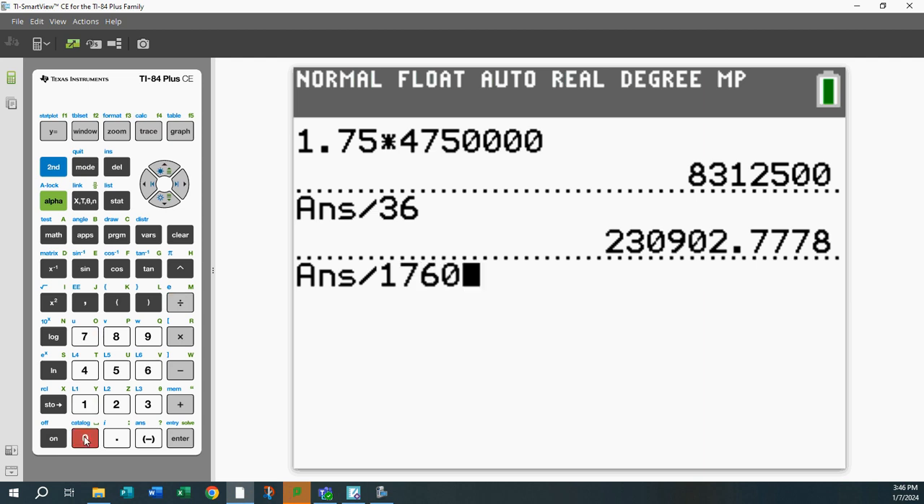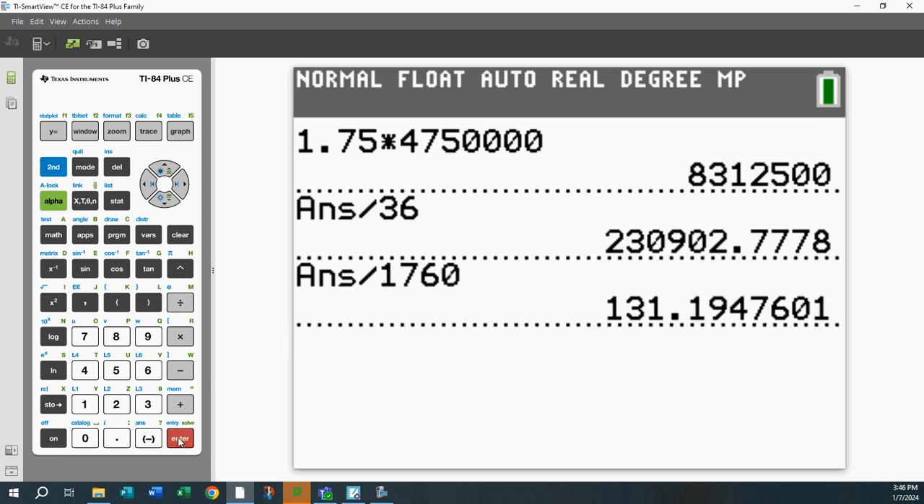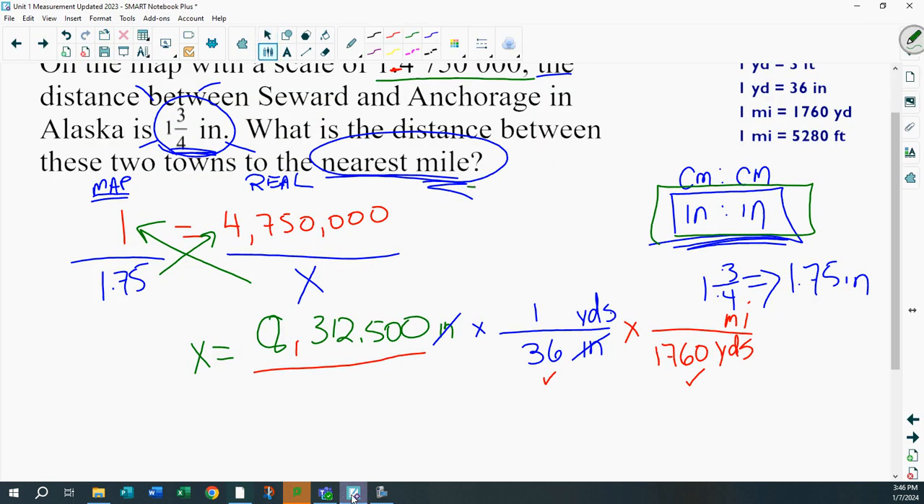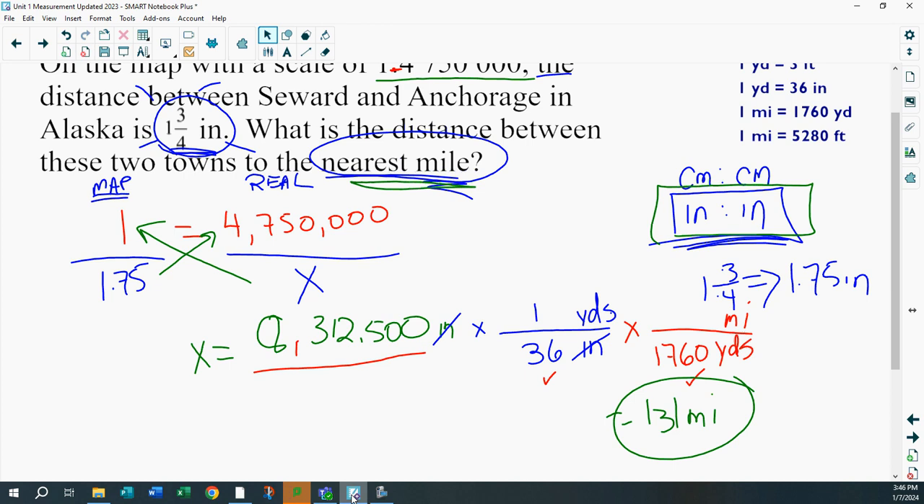Now, it's not going to be a perfect number, but it's going to be pretty close. It's 131. Okay, let's go back to here because it said to the nearest mile. Your answer is 131 miles. So 1 3/4 inches on this map works out to be 131 miles in real life. Cool question. Stay tuned. We got one more scale one for you.